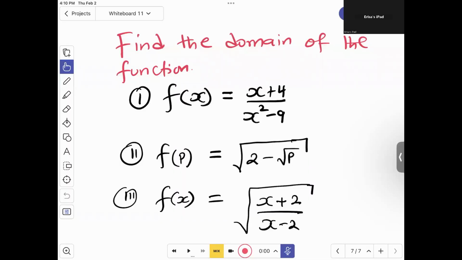We are still continuing with the functions and looking at domain and range. Here are some few questions. Find the domain of the function. We have the first function, f of x is equal to (x + 4) divided by (x squared minus 9). So can we find the domain of this function?